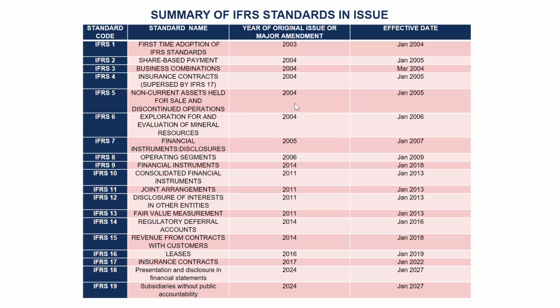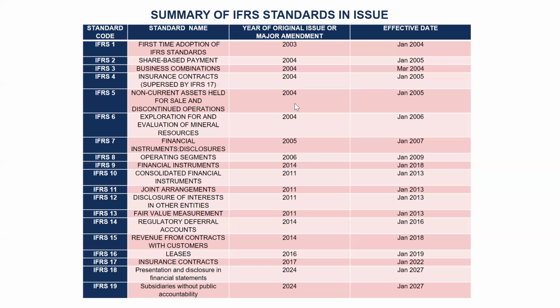IFRS 2 deals with share-based payments and was issued in 2004 with an effective date of January 2005. Now, this standard deals with any compensation in form of shares. It can be equity settled or cash settled share-based payments, and it gives guidance on how to account for such share-based payments, be it employee share option plans or ESOPs, as you can call them.